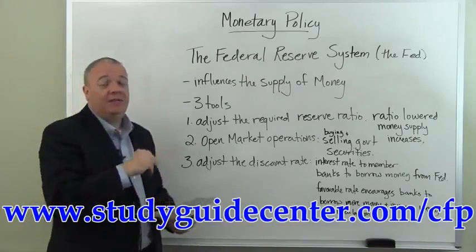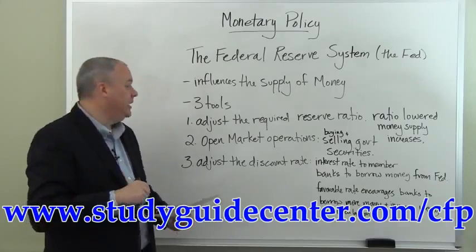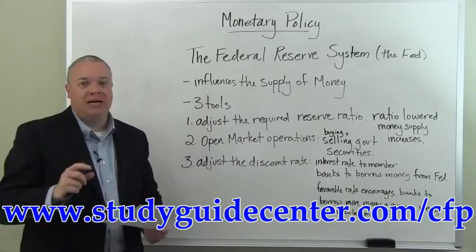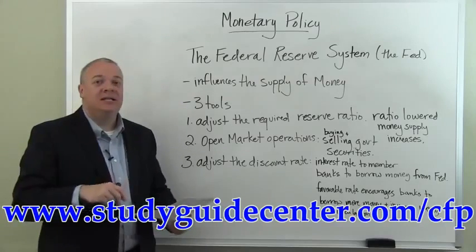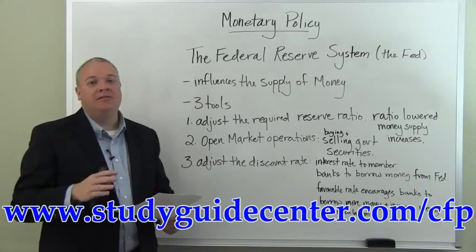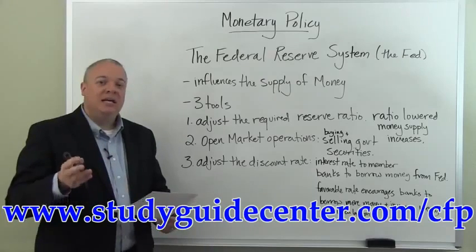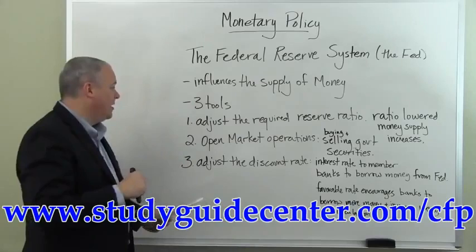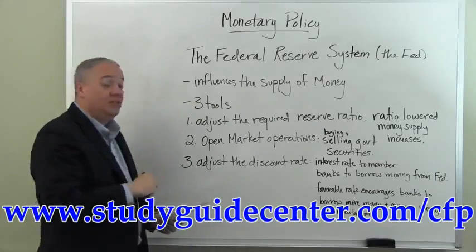The second thing that they have, and this is probably one of their most powerful tools, is the open market operations of buying and selling government securities. By doing this, they strongly influence the amount of money in circulation at any one time. And then third, they can adjust the discount rate.